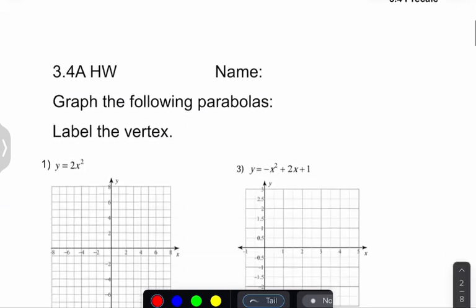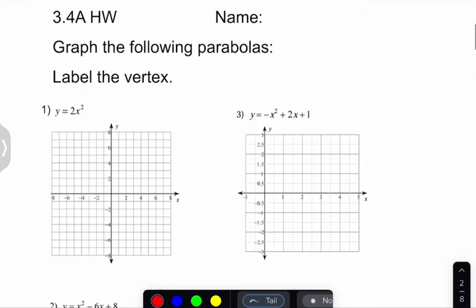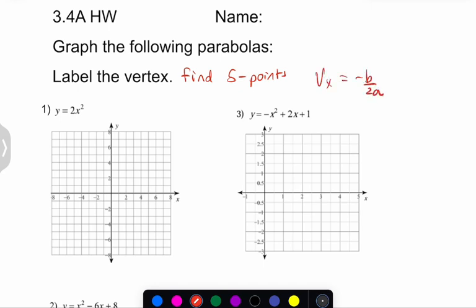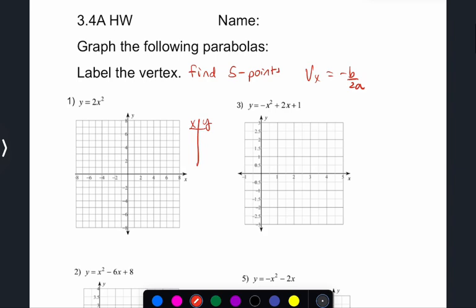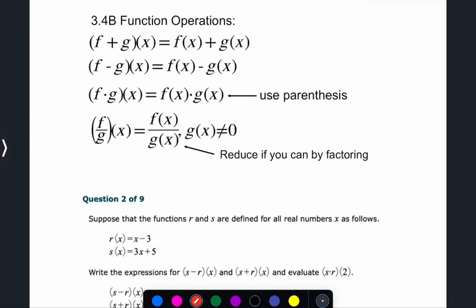Okay. And then below it, there's just 4 parabolas. Please label the vertex. Okay, so find 5 points for me. You should be good to go for those. Remember, the vertex's x is at negative b over 2a. Negative b over 2a will help you find that vertex. So make yourself a little table next to each one. Plug in the vertex, 2 below it, and 2 above it. So that is 3.4a. And then I just want to move on and work today on 3.4b as well.